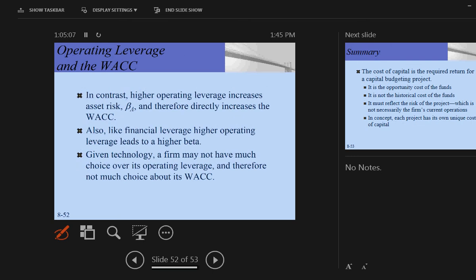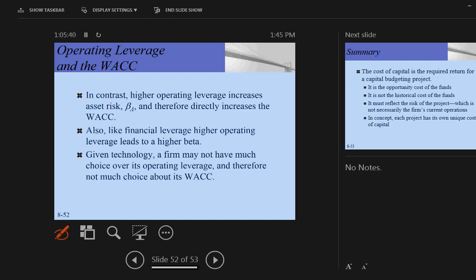Unlike financial leverage, operating leverage is going to increase asset risk. So we just argued that financial leverage has no impact on beta A, but operating leverage is going to increase beta A, and therefore is going to increase weighted average cost of capital. Like financial leverage, higher operating leverage as a result is going to lead to higher stock beta. So this is important.